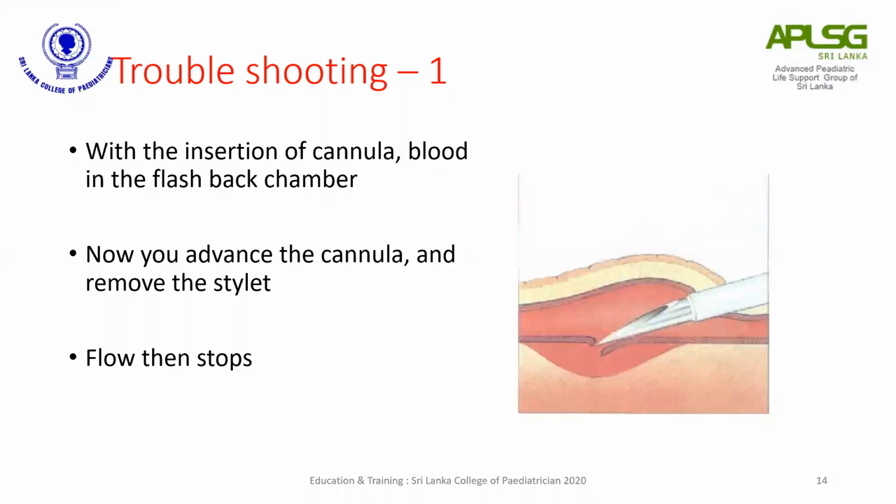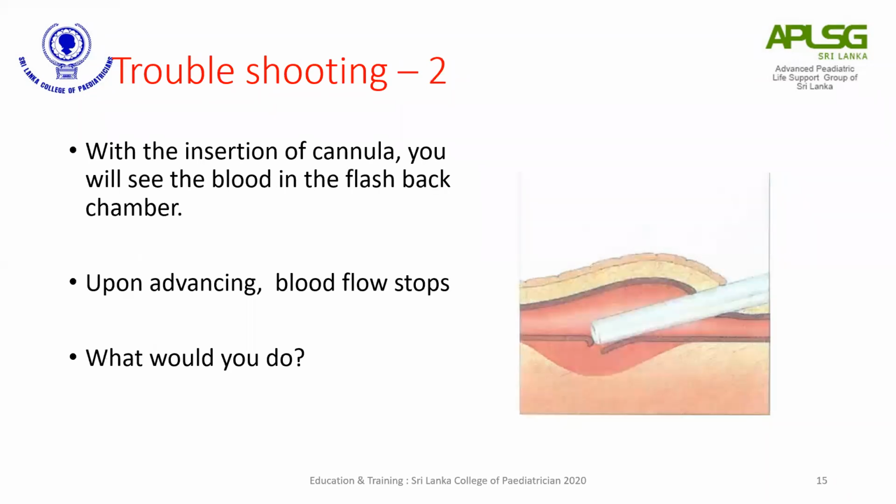What you have to do is, once you pick the vein, once you see the blood, you have to wait until there's a good flow of blood coming to the flashback chamber, not just the appearance of the blood. When you see that, then you advance the cannula further, and then you remove the stylet.